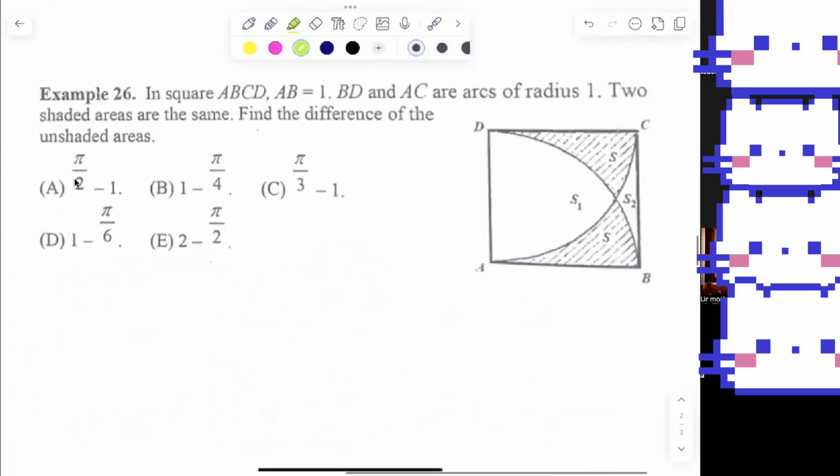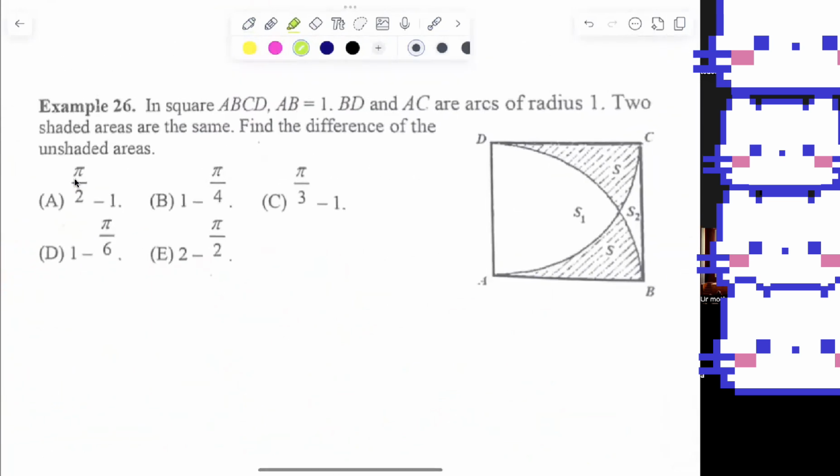Okay, so let's move on to example 26. In square ABCD, AB equals 1. BD and CAC are arcs of radius 1. Two of the shaded areas are the same. Find the difference between the unshaded areas. You guys try to solve it. I'll give you 1 to 2 minutes and we'll talk about it. Feel free to ask questions by raising your hand or typing in chat.